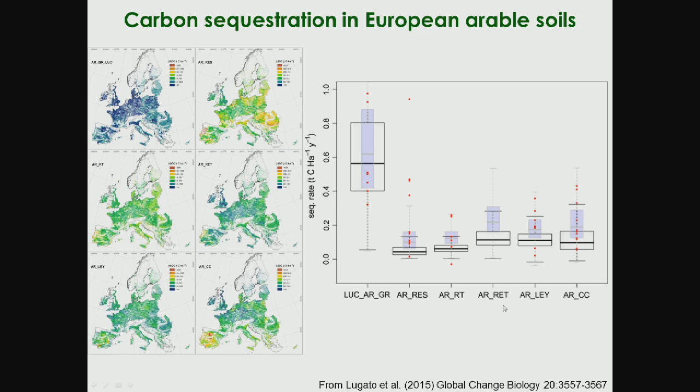RET, this is a combination of both leaving residues and reduced tillage. And then these last two are different components of crop rotation that have been modelled. So what you can take from this is that there are differences in agricultural practice that can be utilised, that have been shown through this modelling to indeed reverse some of this carbon loss.